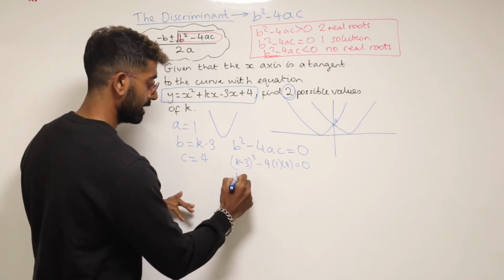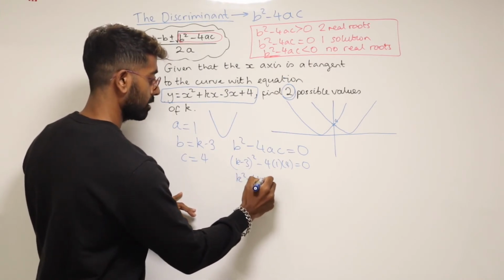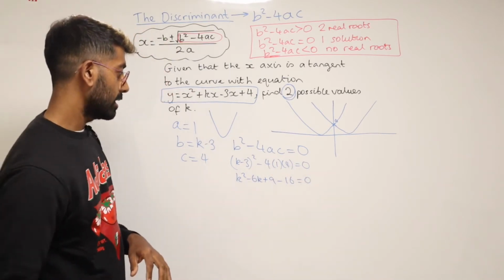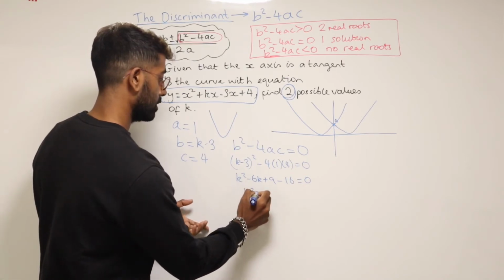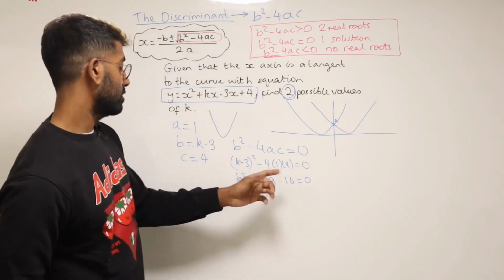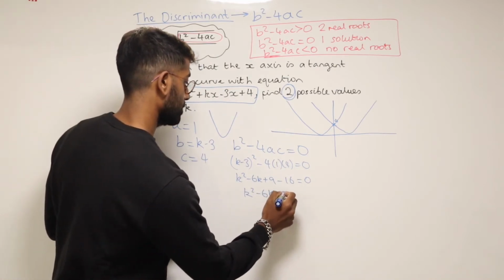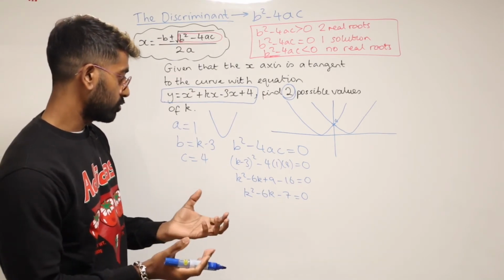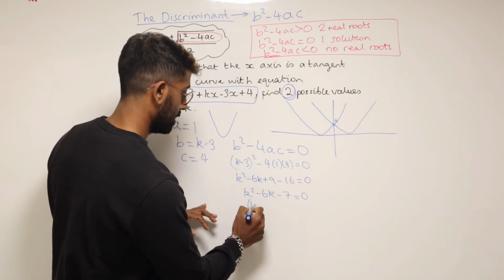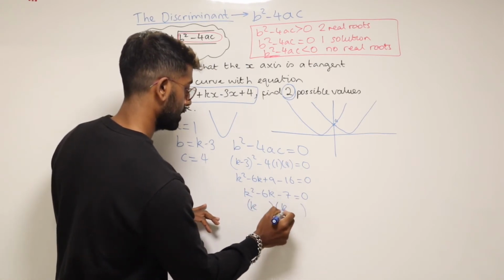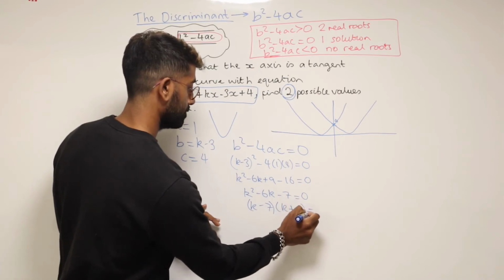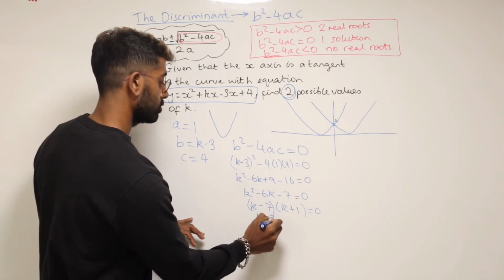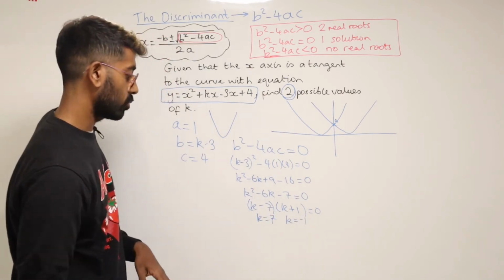Let's expand out this double bracket. So we'll have k squared minus 6k plus 9, take away 16, is equal to 0. And then if we simplify this down, we'll have k squared minus 6k, and then 9 minus 16 gives us minus 7, is equal to 0. There we go. And now hopefully we can get our two values by factorizing this. So maybe (k minus 7)(k plus 1) equals 0. And then from here, that means k must equal 7, and k must equal minus 1.